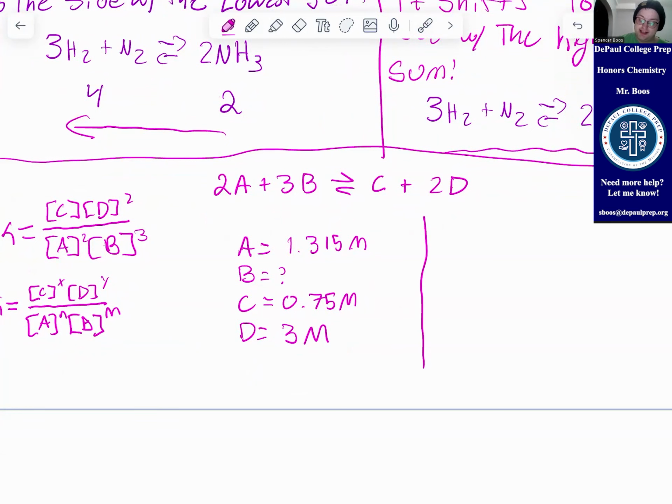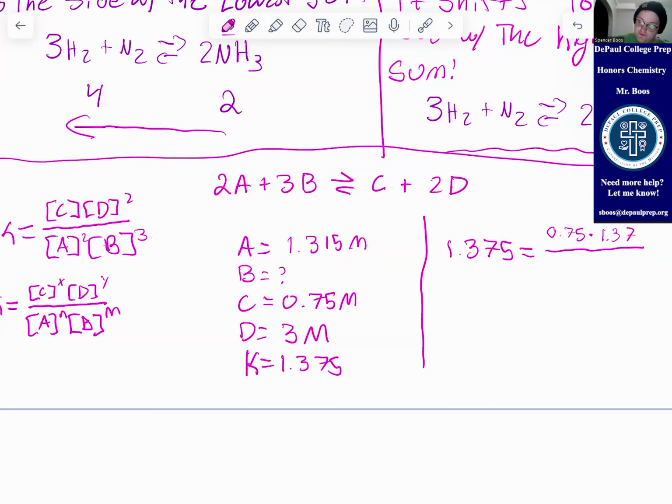So let's say K is 1.375. So 1.375 is equal to, we've got C 0.75 times D, 3 squared, over A, 1.315 squared, times B cubed. Okay. We solve this by using algebra.